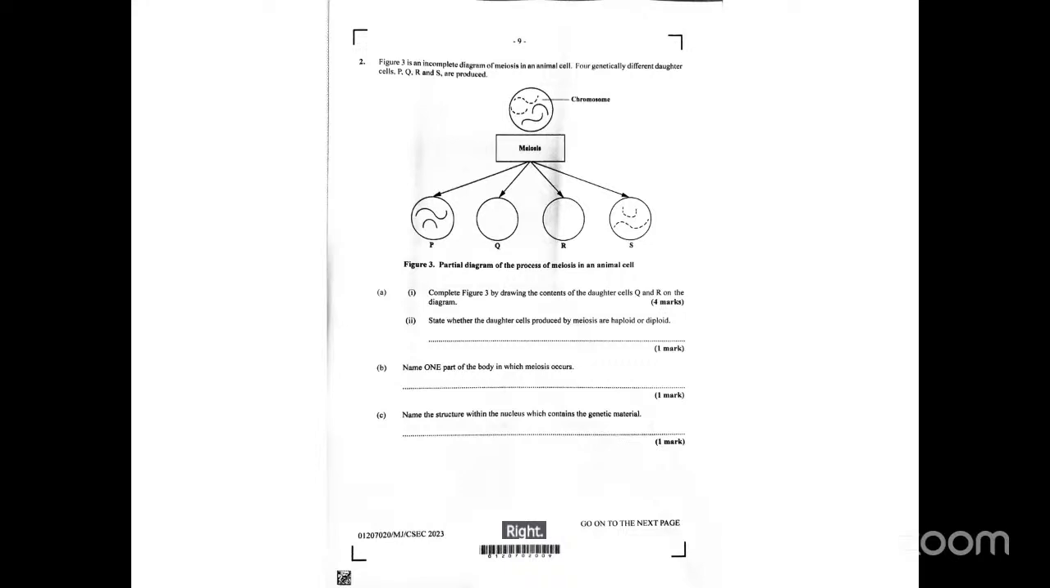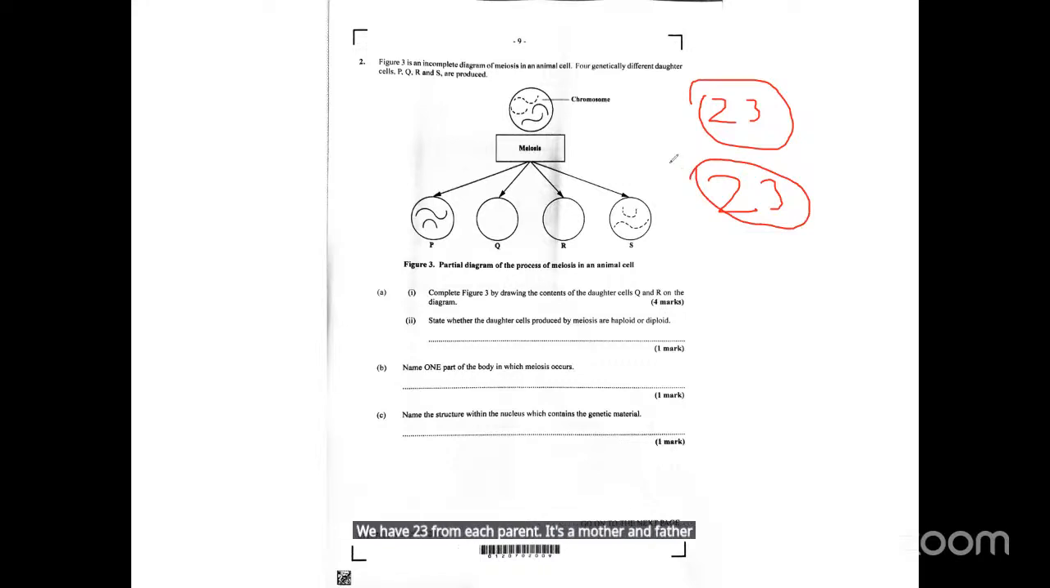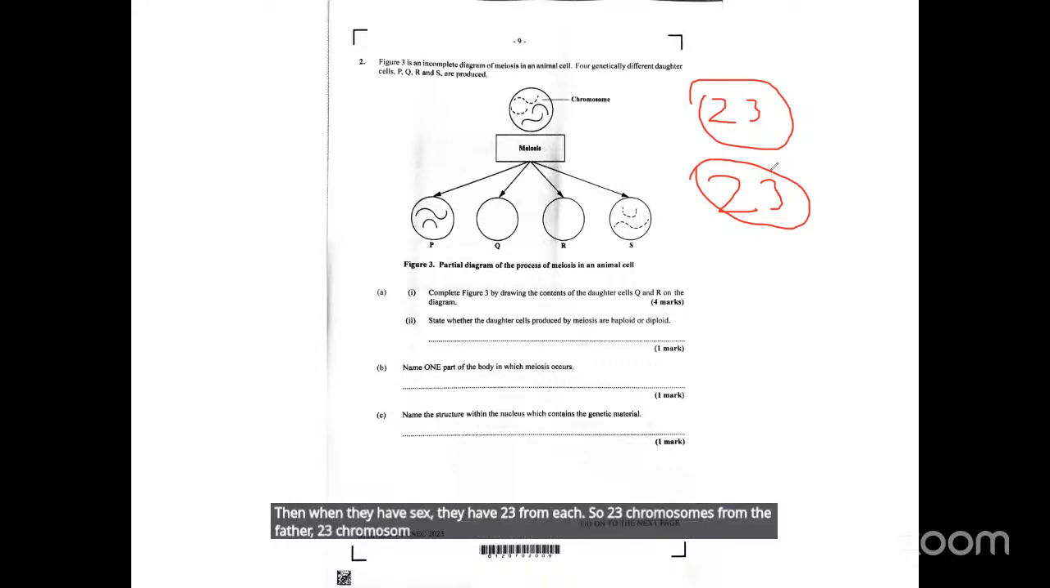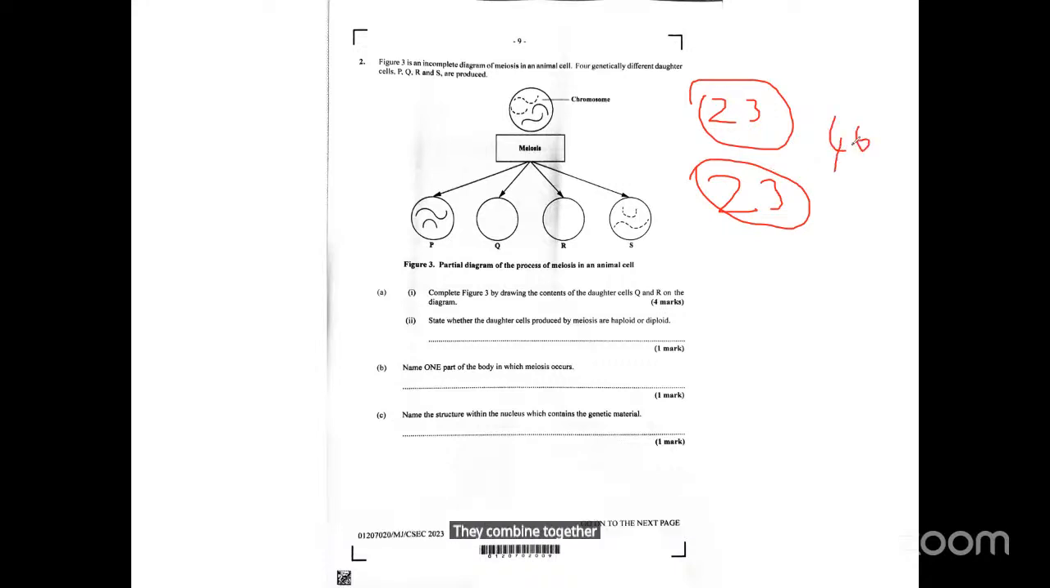So in meiosis, somebody correctly said that we have 23 from each parent. So mother and father come together, and when they have sex, they have 23 from each. So 23 chromosomes from the father, 23 chromosomes from the mother. They combine together to give you 46. So with meiosis, you're going to have what you call variation. Do you know what variation means?